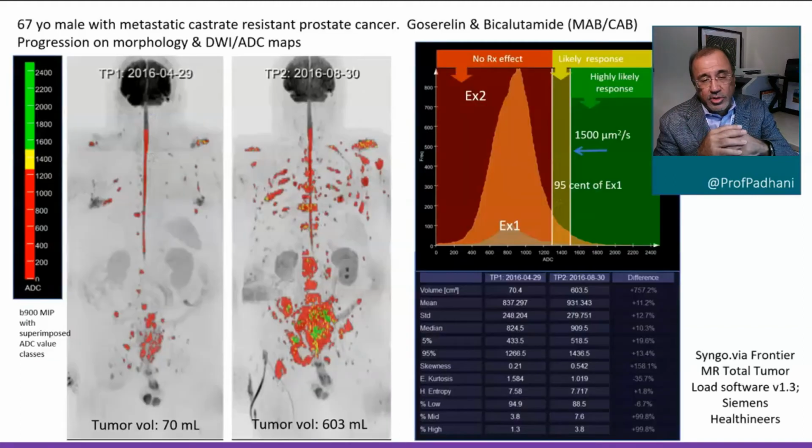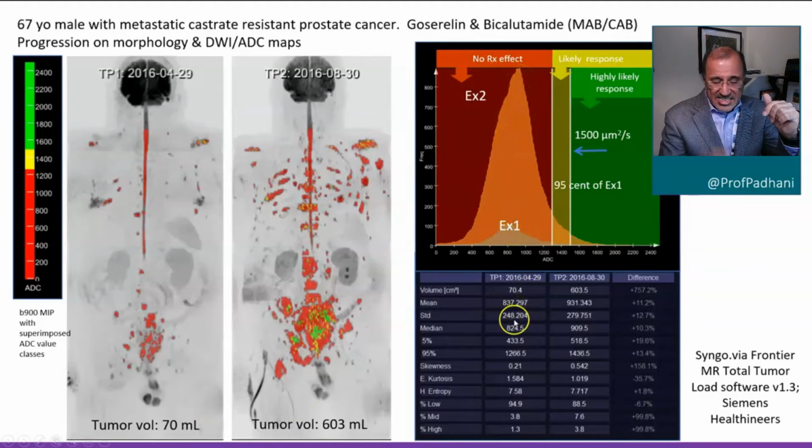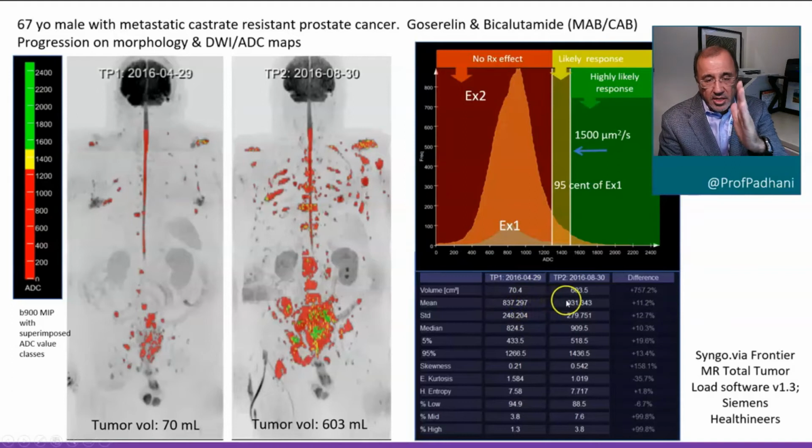But what I'd like you to look at is the histogram. You'll notice how the ADC value does not change. It increases from 840 to 930. So it stays exactly the same. And this is what I meant by an unchanging ADC value.